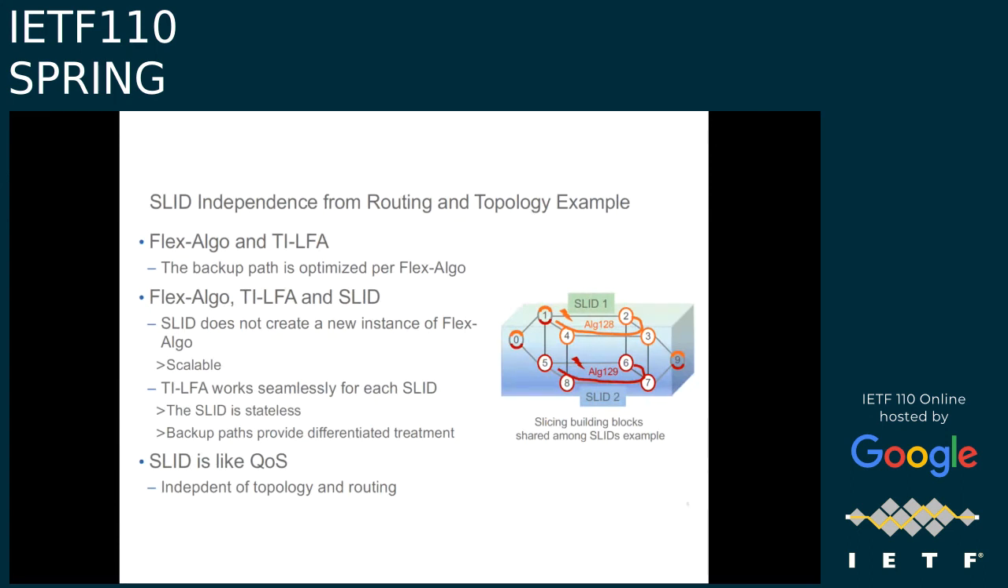In this fashion, you make TI-LFA, flex algo, and other building blocks completely transparent to the differential treatment that is required for slicing. Slice ID really acts like a QoS, which is independent of routing and topology. Next slide, please.